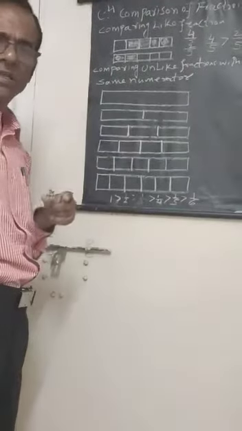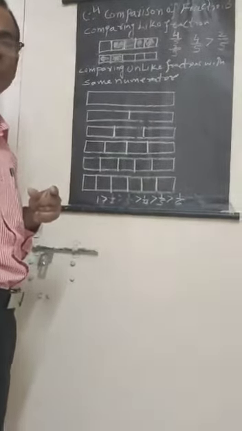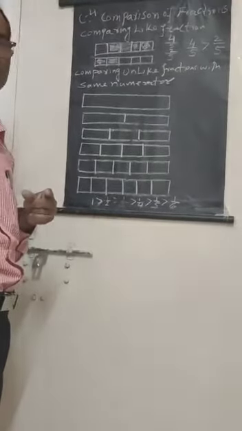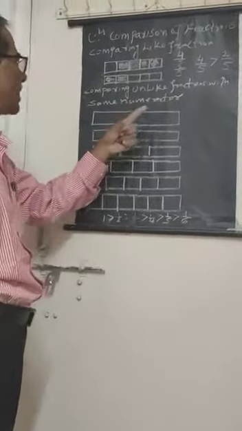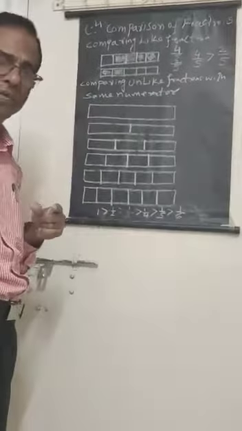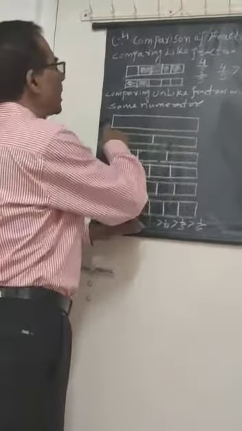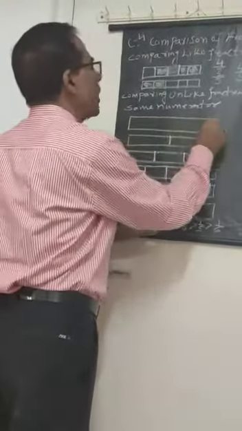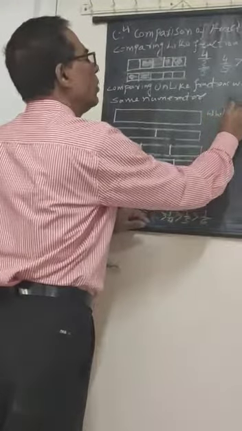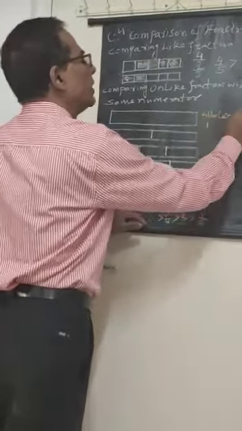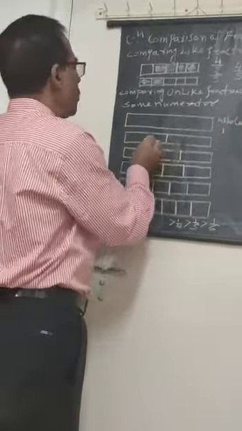Okay, now we have to do comparing unlike fractions with the same numerator. Unlike means, you recall, the denominators will be different; that is why they are called unlike. Comparing unlike fractions with the same numerator. Here suppose one whole Cadbury bar, it is complete, so it is a whole number, that is, 1.